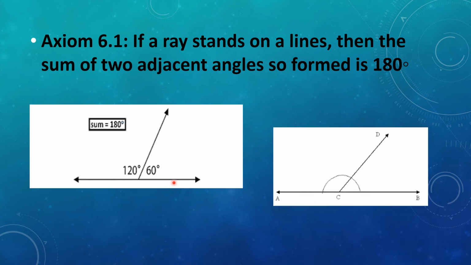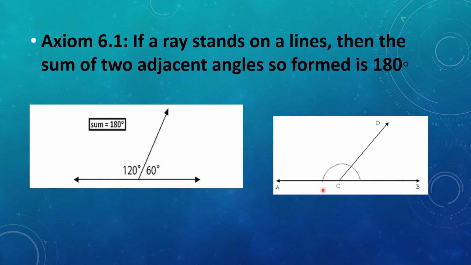Here you can see a random figure. You can take measures of DCA and DCB randomly and you can see that 180 degrees will be formed. The measure of DCA will be an obtuse angle. Here you can see that it is more than 90 degrees, so it will be an obtuse angle, and DCB will be an acute angle. So when I add these two angles, 180 degrees will be formed. So this is axiom 6.1.